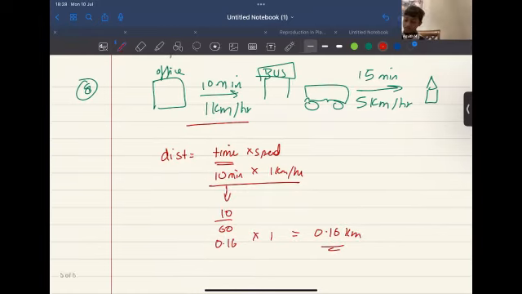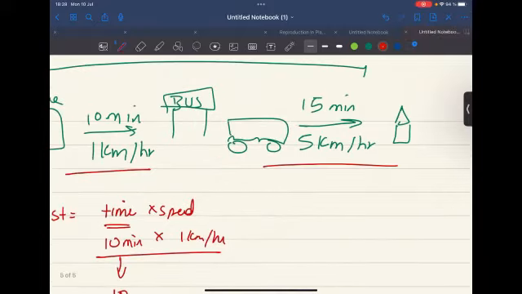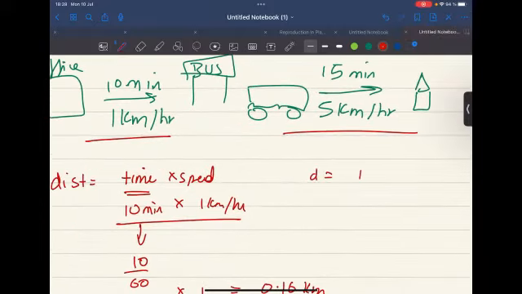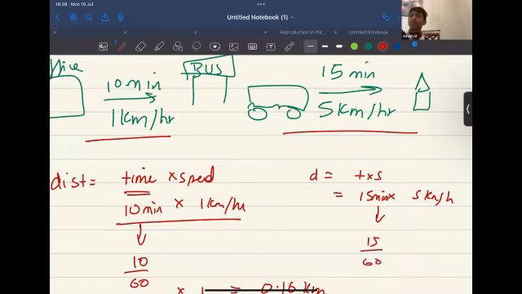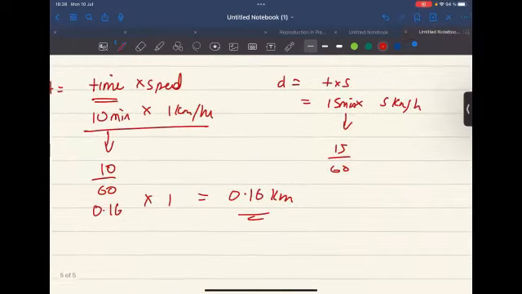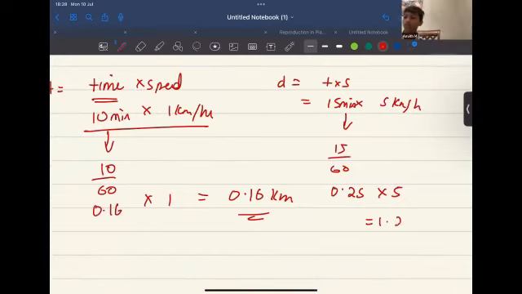Cool. Now we need to find the distance over here. Again, we know distance equals time into speed. So time is 15 minutes into speed, which is 5 kilometers per hour. We need to convert 15 divided by 60, which will be 0.25, into 5, which will be 1.25. Because 0.25 into 4 is only 1.